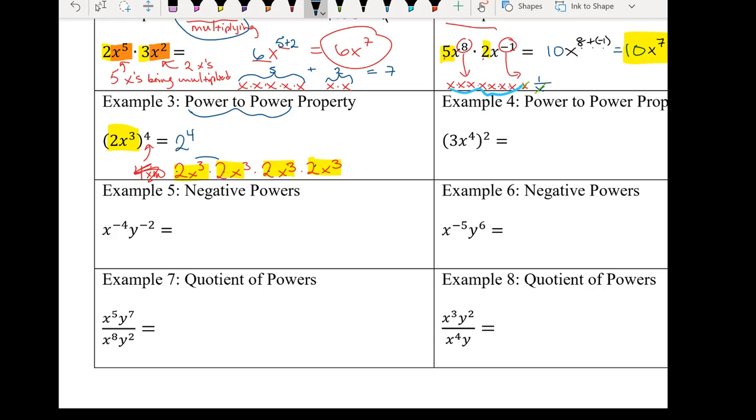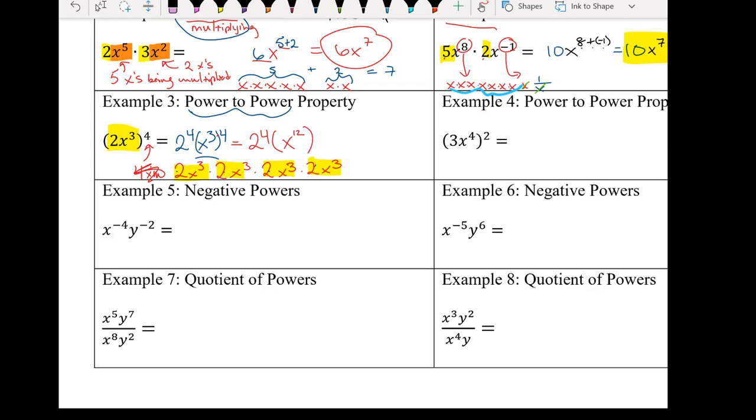We'll simplify that in a second. And then for the x's, well, that's x to the 3rd to the 4th power. In other words, x to the 3rd multiplied by itself 4 times. Now, you may recognize this. There's a rule to apply here. When we have a power raised to a power, we rewrite that as the product of them. So 2 to the 4th times x to the 3 times 4, which is 12.